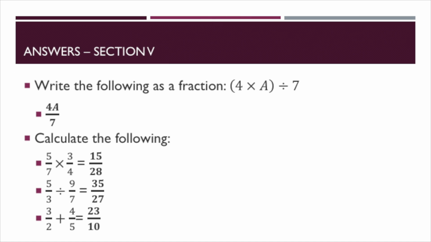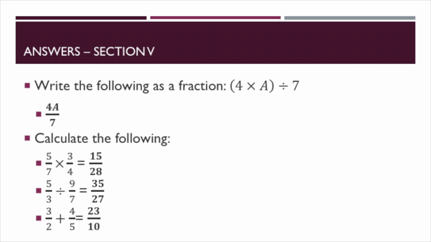Okay, so now we're going to write the following as a fraction. Parentheses 4 times a, parentheses, divided by 7. Well, we know that it's 4 times a, that is in parentheses, so we calculate it first, and we're going to divide it by 7. So it's 4a over 7.